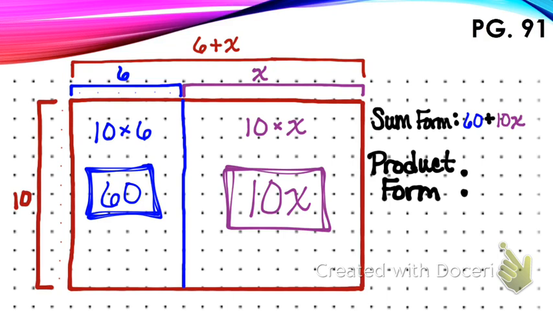Product form. I want to multiply the length times the width on this whole rectangle. How big is my length here? 10. So I have 10 times, how did I express the whole length across here? 6 plus x.